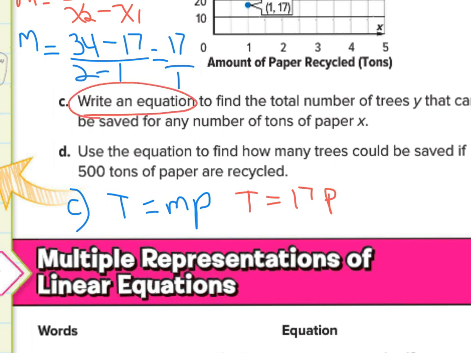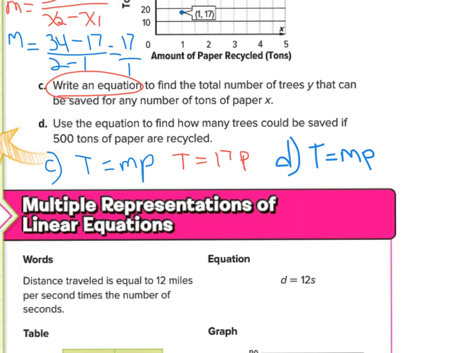Now to answer D, we have to use our equation. So the total number of trees is the slope, or rate of change, which is 17, times the tons of paper. It's 17 per ton. Now use the equation to find how many trees could be saved if 500 tons of paper are recycled. So this is 1 ton up to 5 tons. We need 500 tons. What I could do is simply multiply by 5 and then add 2 zeros, right? That would become 500.